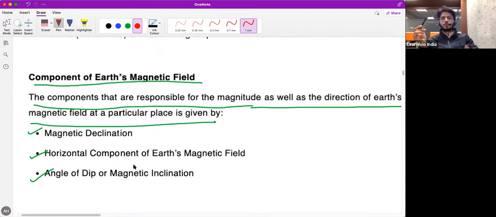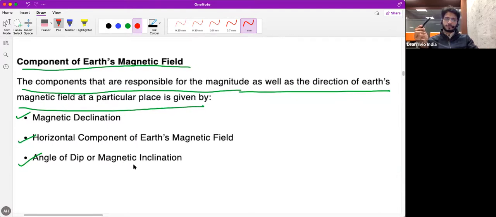Now, this is the topic from where you get questions in your exams. Components of Earth magnetic field. To describe the magnetic field at a particular point, you need three components. You need three things to define magnetic field at a point: magnetic declination, horizontal component of Earth's magnetic field, and angle of dip, or you call it magnetic inclination.